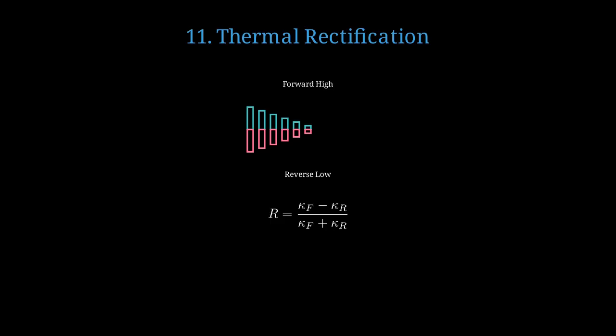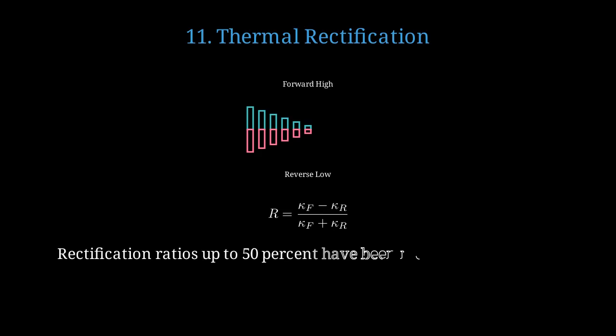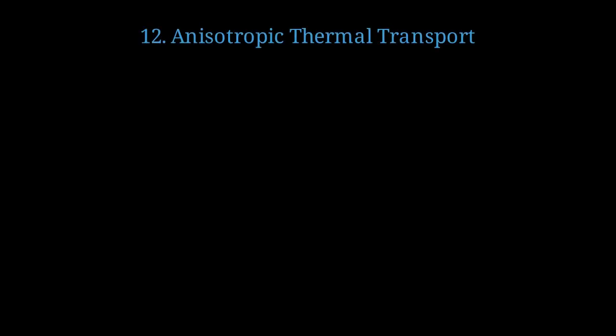Thermal rectification ratio R equals kappa forward minus kappa reverse over kappa forward plus kappa reverse. Experimental thermal rectification ratios up to 50% have been measured in asymmetric nanostructures. Highly anisotropic materials show vastly different conductivities in different directions.